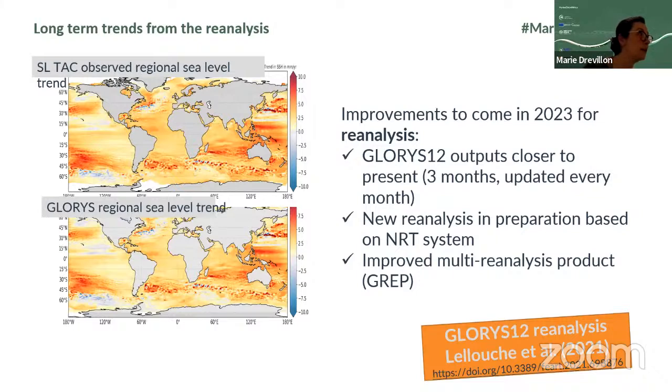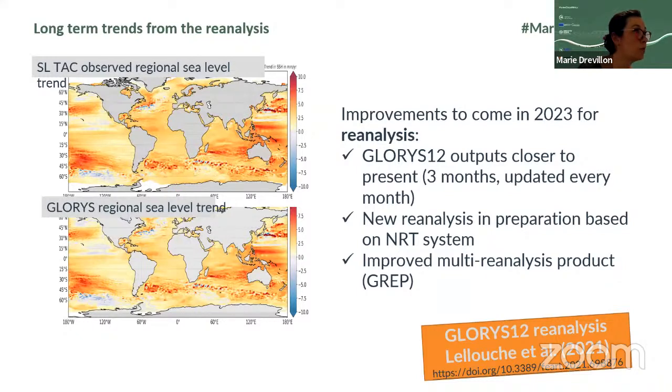But there are still biases and things that we improve to get better trends, especially for the ocean depths and some areas of the ocean which need to be improved in reanalysis. For instance, the southern oceans, where less observations are available to constrain the reanalysis. So, the improvements to come.